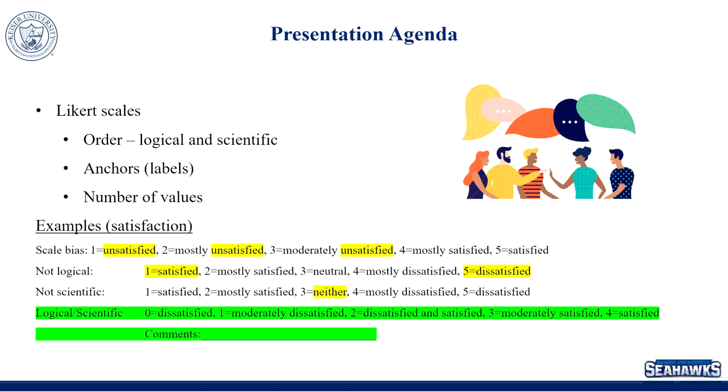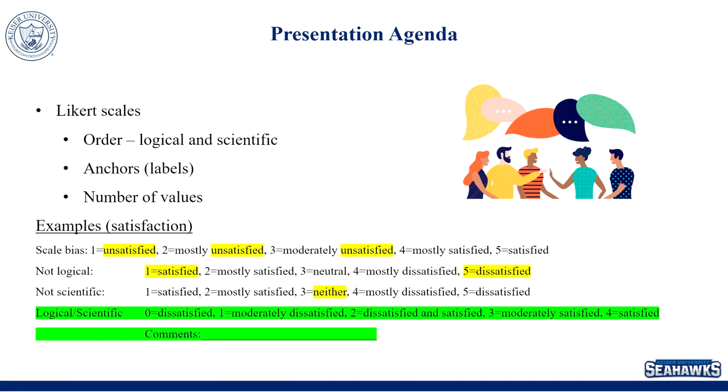One example of scale bias is highlighted in yellow, this first example here. You can see that 1 equals unsatisfied, then mostly unsatisfied, moderately unsatisfied, and then mostly satisfied and satisfied. Well, there's 3 examples of unsatisfied, so the bias is leaning towards unsatisfied, and that's called scale bias, so that's improperly designed. Something that's not logical would be if you had 1 equals satisfied and 5 equals dissatisfied and so on in the middle. Well, that's not logical, because more logically people would think that the higher the value, the more satisfied you are. So that's an opposite order and can create confusion.